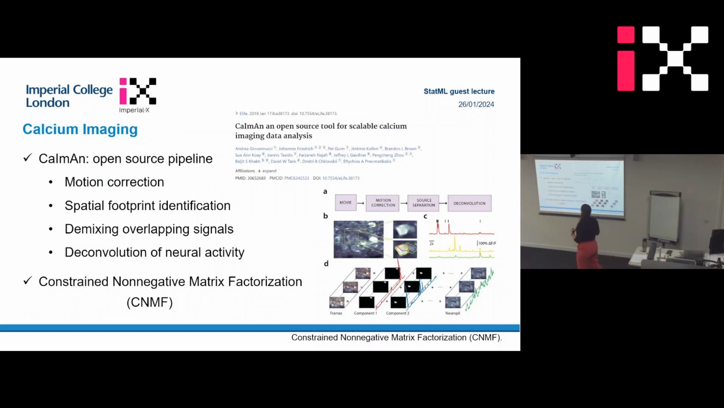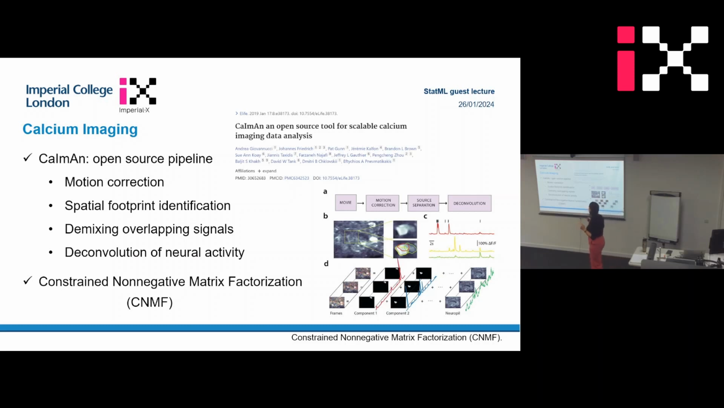Okay, another example of a pipeline that is very used in the world of calcium imaging is CaImAn. For very long I called this CalmAn, I'm not very sure why, but it's CaImAn. It's an open source pipeline where it's the same idea as before. You have your videos of the cells doing their thing.